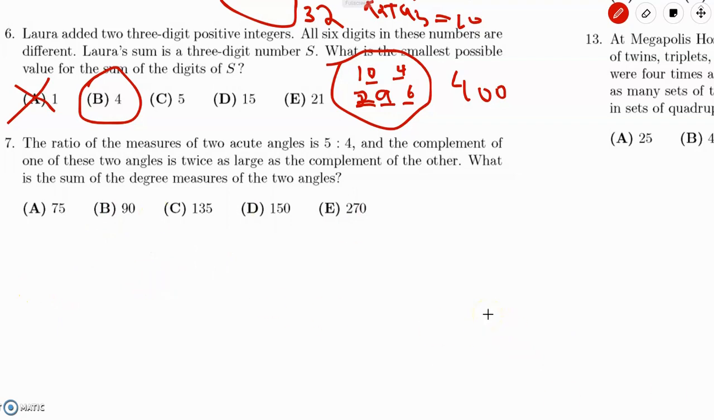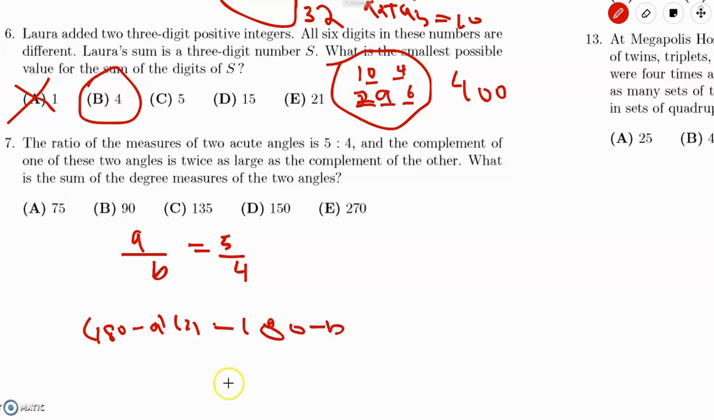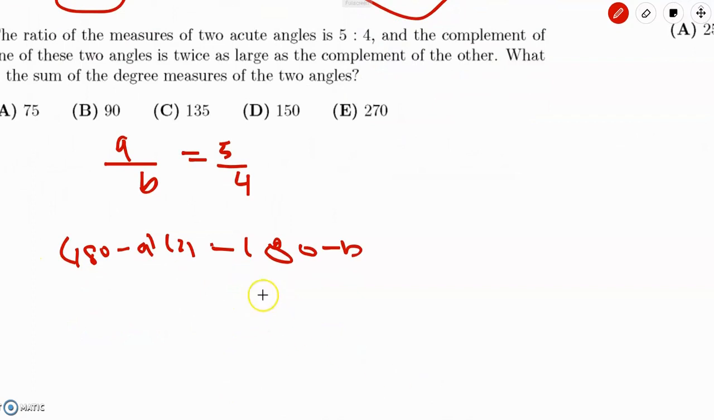What is the sum of the degree measures of the 2 angles? So essentially, if we let the angles be A over B, where A greater than B, A over B equals 5 over 4, and 180 minus A times 2 equals 180 minus B. And this is because if A greater than B, then the complement of A is less than the complement of B, so that's where the times 2 comes from on the left.